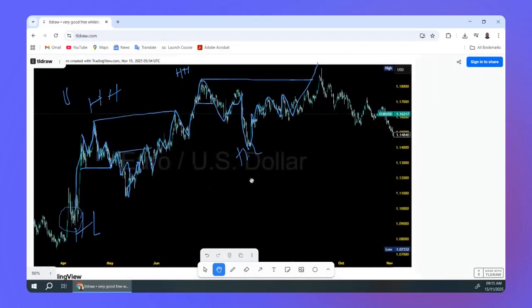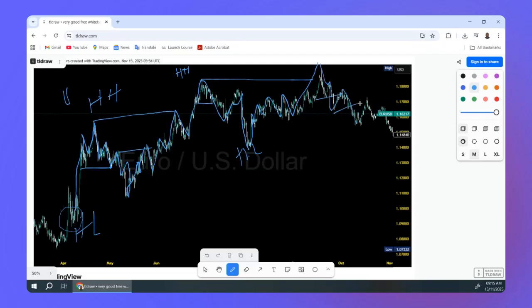So we see after taking the previous high point, we always expect a pullback. We see the market breaking the structure, the market breaking the structure, the market breaking the structure.